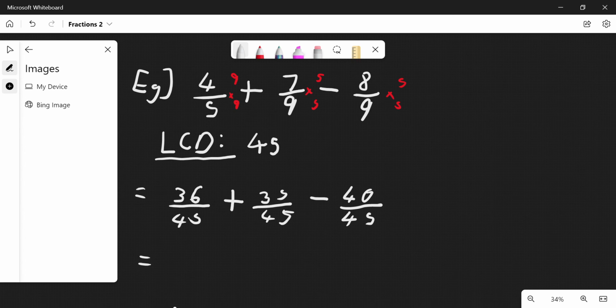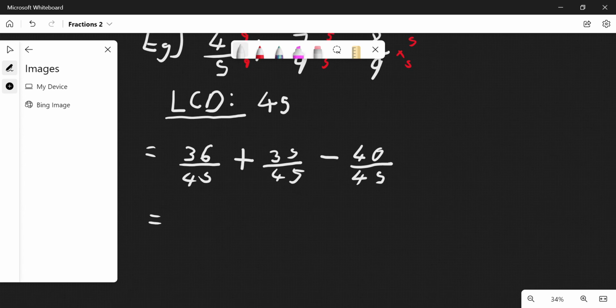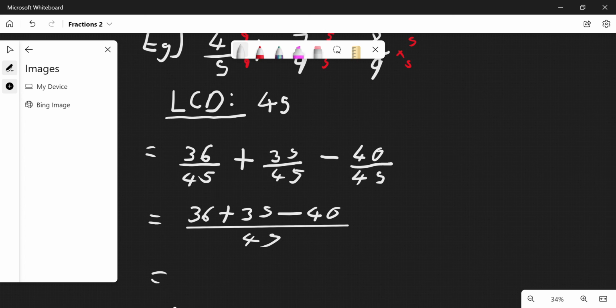And once we get here, just as usual, we should be happy because now we have all our denominators the same. So what we're going to have is 36 plus 35 minus 40, all over 45. So from here, simple adding and subtracting. 36 plus 35 is 71. Minus 40 should give us 31. 31 over 45. And there is our final answer.